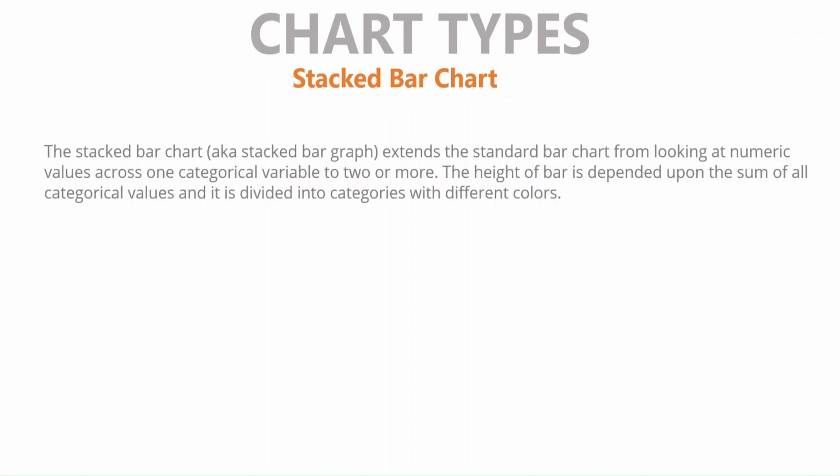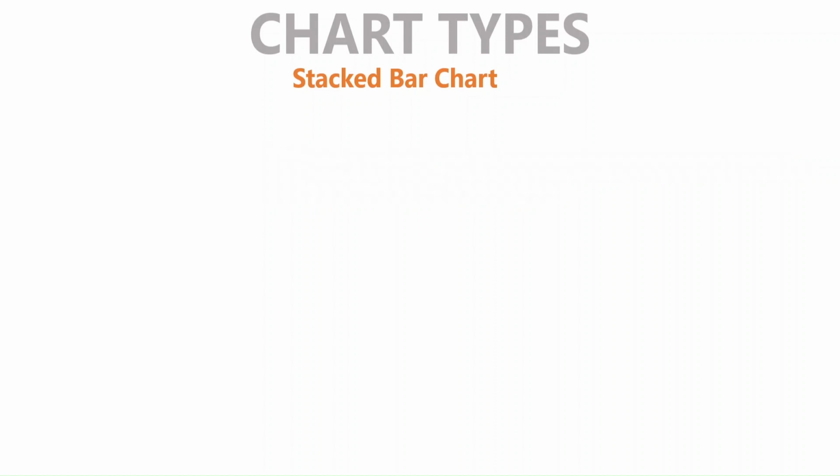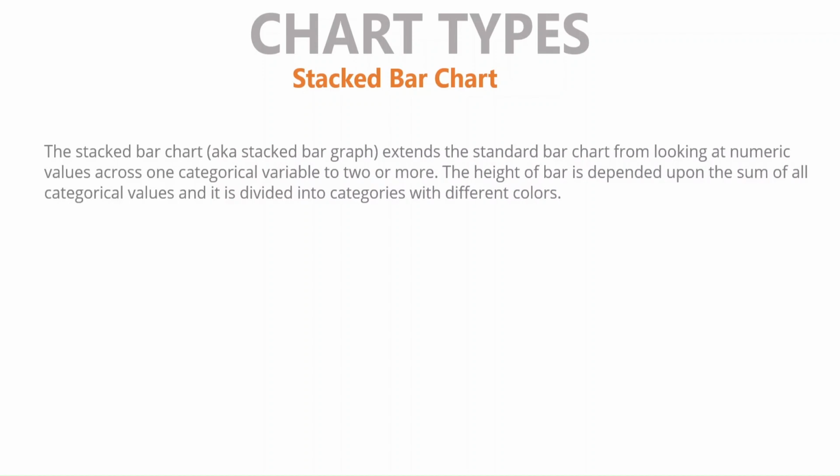Yes. All right. Now, what is a stacked bar chart? Can anyone tell? Again, it's a very common and popular chart type. So, stacked bar chart is just the extension of a standard bar chart. What it does is, you can have more than one category in a stacked bar chart. The height of the bar is dependent upon the sum of all the categorical values, and it is divided into categories with separate colors.